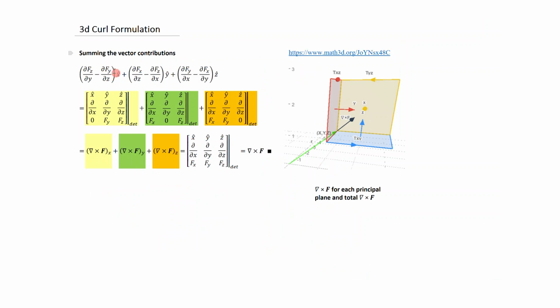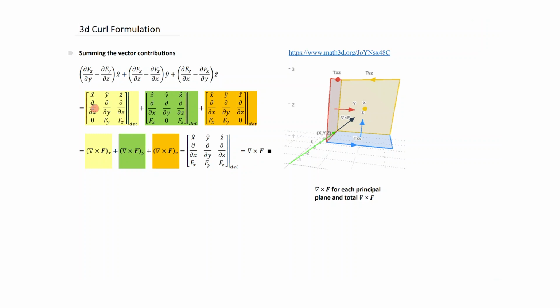All right, so here was the x contribution that was pointing in the x hat direction. This is for the yz plane, this was for the xz plane, and this is for the xy plane. So what we can do is write this in determinant form. We could say that the x hat component could be written in this form, the y hat component can be written in this form, and z hat in this form.